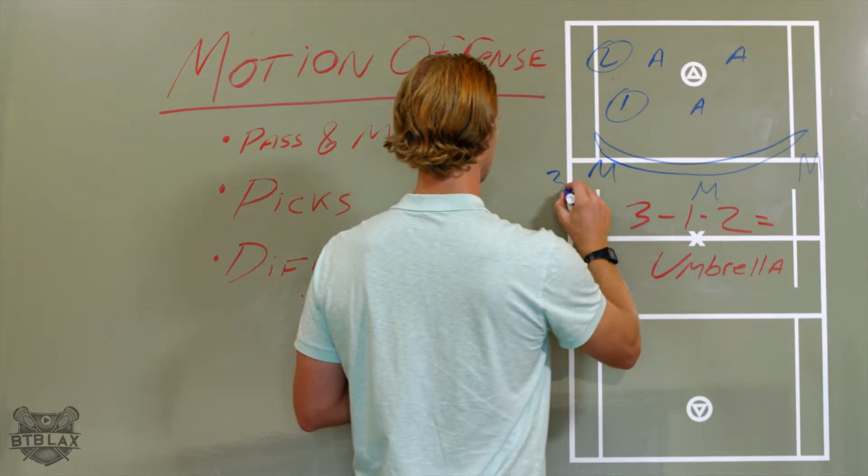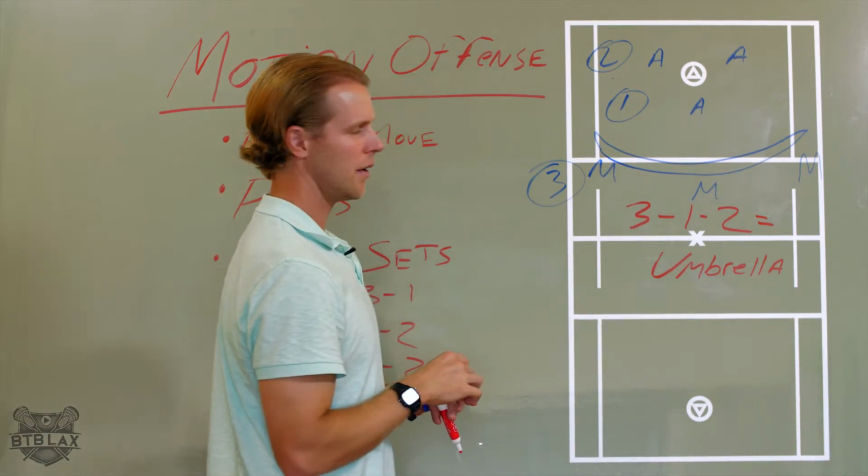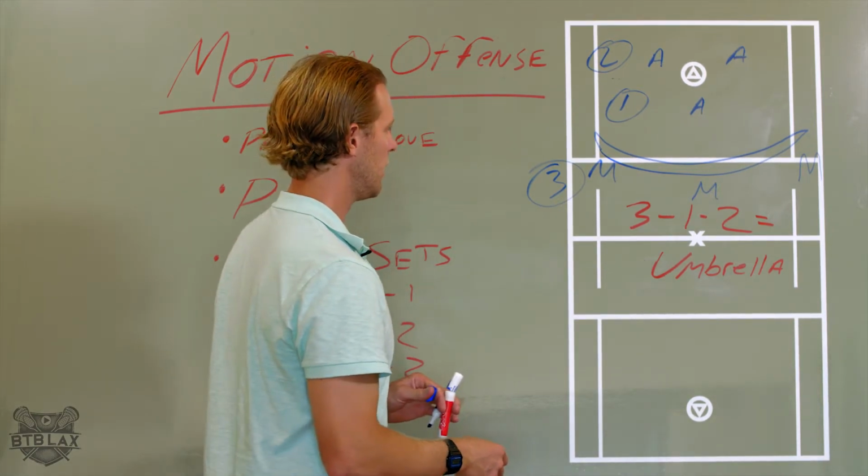So, and there's 3 up here. So that's your 3-1-2, and you can have a motion offense out of that as well. And I'll go over that in another video.